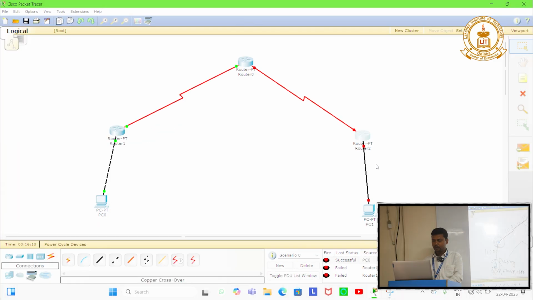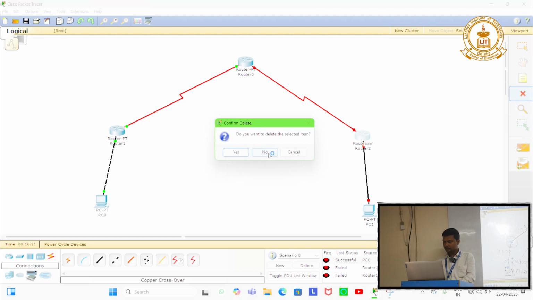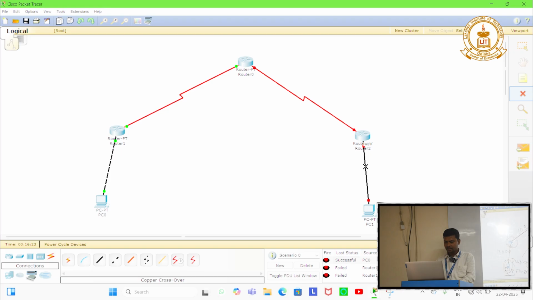The port FA0/0 is configured, but the cable is not suitable for router to direct PC. So we are using a cross cable on FastEthernet 0/0.